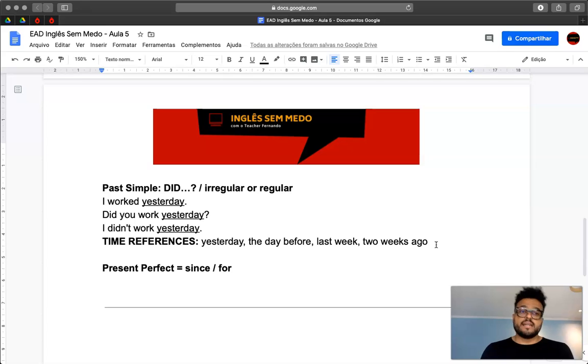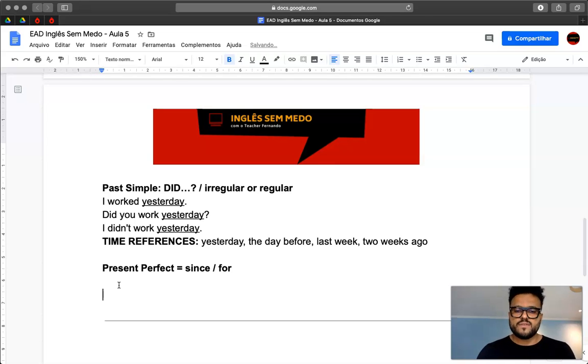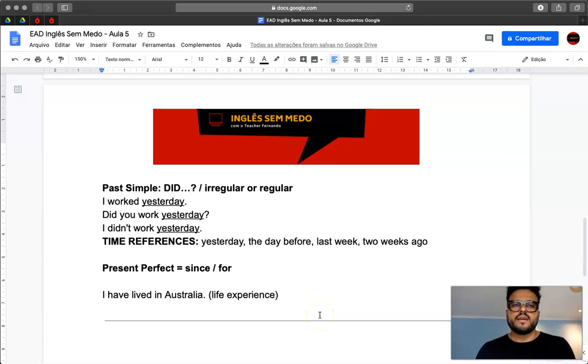So that's one of the ideas in the past simple. Present perfect, on the other hand, we don't mention the time. Time is irrelevant. We focus on the activity. So: I have lived in Australia. It doesn't matter when. Here the most important thing is the activity. So we're talking about my life experience. Time is irrelevant. We're focusing on the life experience.